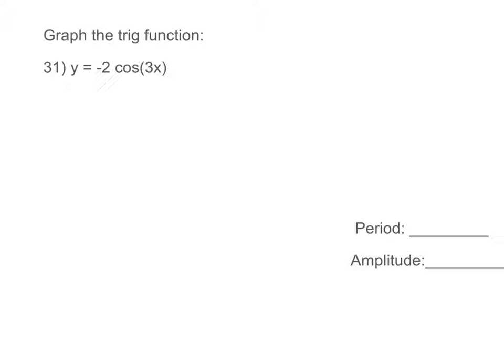So this problem here has a lot of things to consider. Like this negative sign here flips the graph. The 2 here tells me that this is my amplitude. The 3 here tells me my period, or it's my B value. So my amplitude here, remember, amplitude is the absolute value of A, which is the absolute value of -2, which is +2.